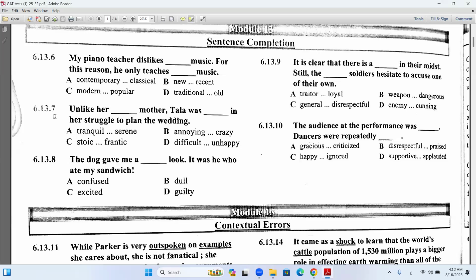Seven. Unlike her stoic mother, Tyla was frantic in her struggle to plan the wedding. Perfect. Unlike her stoic mother. What does it mean stoic here? It means patient. Okay, she's so patient and calm. But Tyla was enthusiastic, frantic, so interested about something, so keen about something.